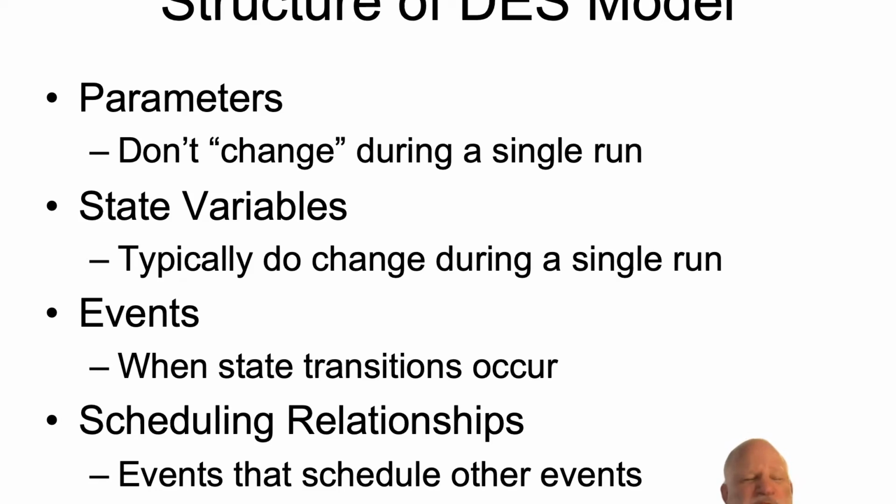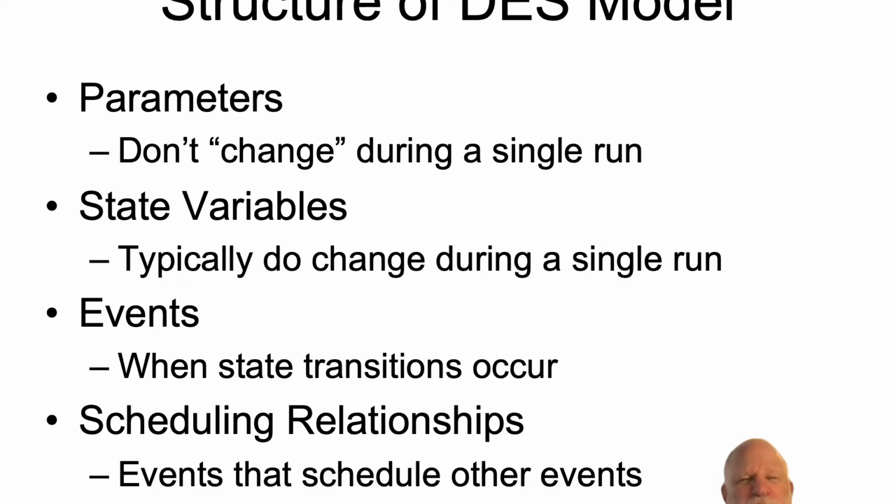Other parameters, we're going to be looking a lot at queuing systems. There are parameters like the number of servers that we have in a service operation. Okay, so there are two variables, parameters and state variables. Parameters don't change, state variables do. How do state variables change? The term is state transition.